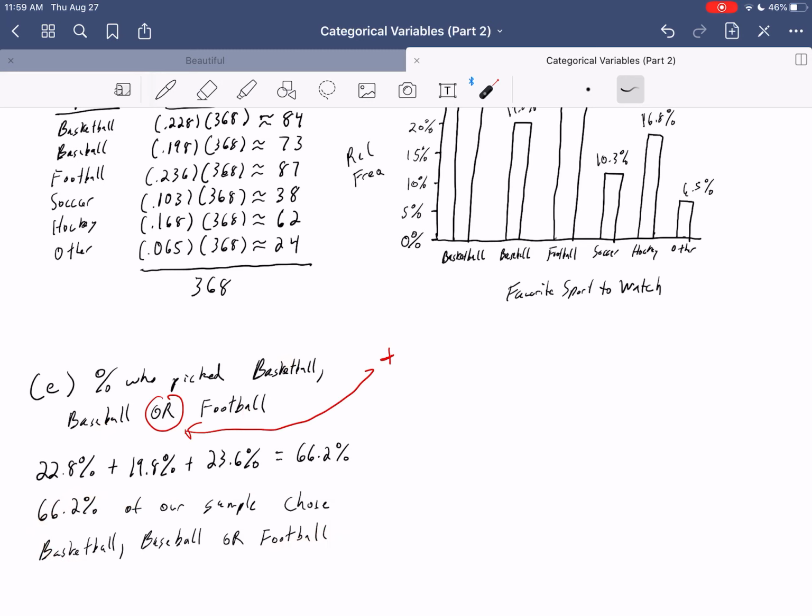So that means close to 2/3 of all the people that were asked, 2/3 is about 67%, picked one of these three main sports. Sometimes these are referenced as the big three in US sports. So they made up almost 67% of all the votes for those three categories.